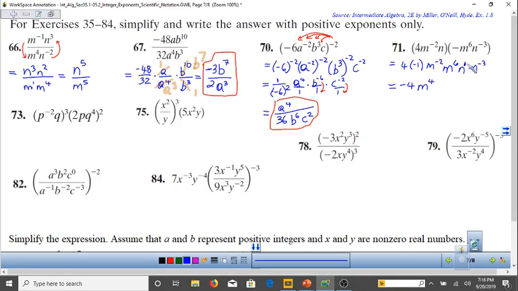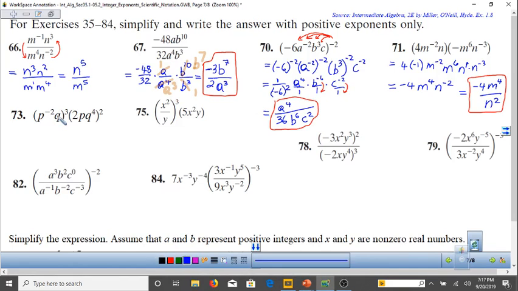And n to the -1 times n to the -3. That is going to give us n to the -2. Which I can then move to the denominator, and my answer becomes -4m to the 4 over n squared. And again, the best way to get good at these is by lots and lots of practice. Now let's go on to this one here.